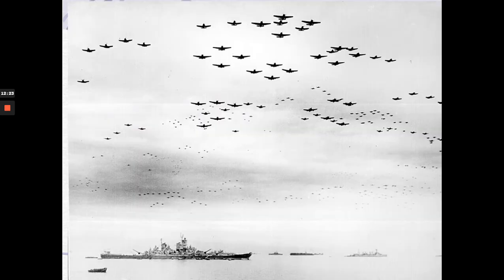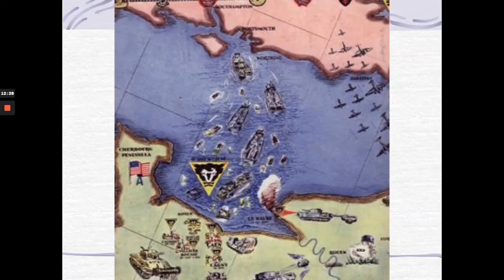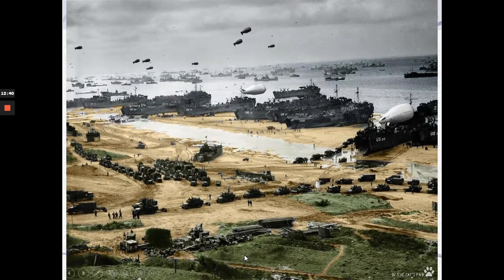Okay, the planes would bomb those French beaches the night before, but sometimes they would actually bomb over here to make the Germans think we were going to invade over here, but then we actually invaded over here on the beaches of Normandy, France. Here's a colorized photo of the day after of the beaches of Normandy. You notice I keep saying Normandy.